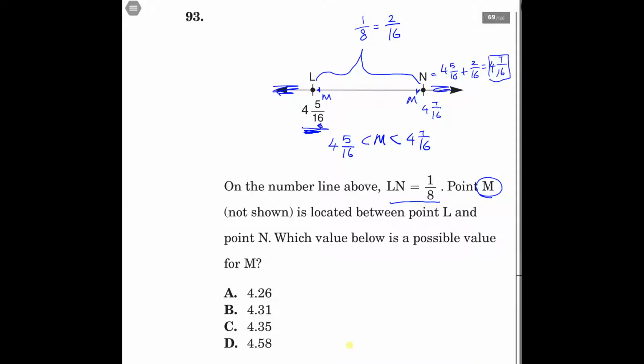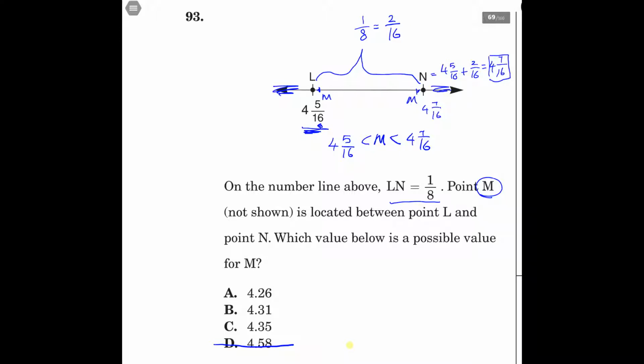Okay, so now let's do the math here. First, the upper bound here is less than what? 7 is less than half of 16. So that means this one is exceeding 4.5. That will not be the case. We have to cross that out.